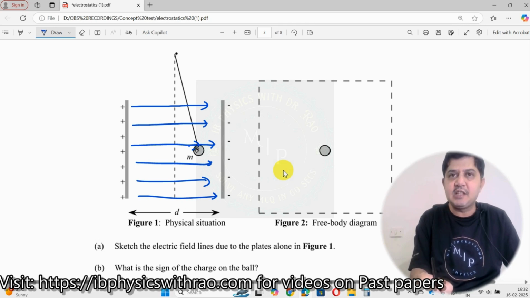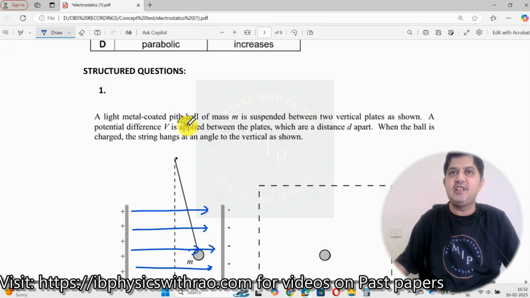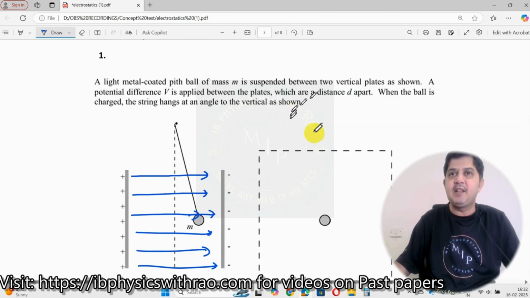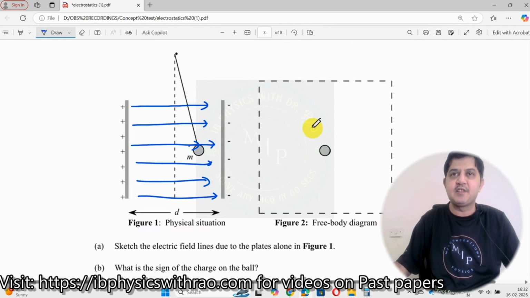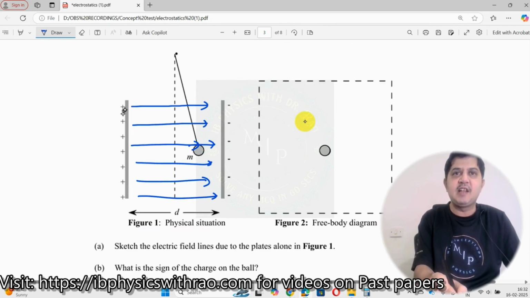What is the sign of the charge of the ball? See here. Now it is said that the ball is already charged, but he has not told you what is the sign of the charge. So if this was positive, then this positive charge will get repelled by this positive charge and hence it will start moving like this. So definitely this should be positive charge.